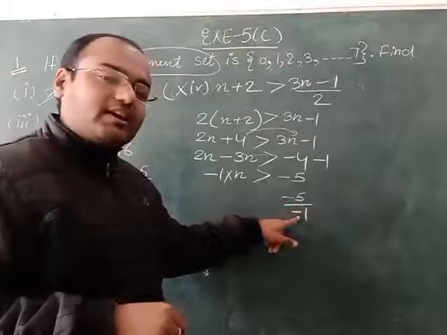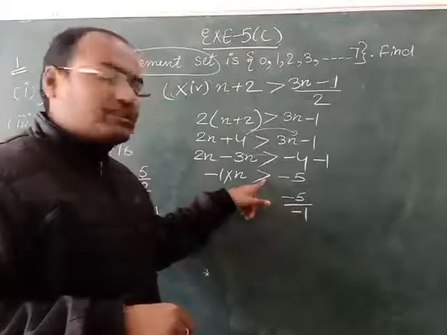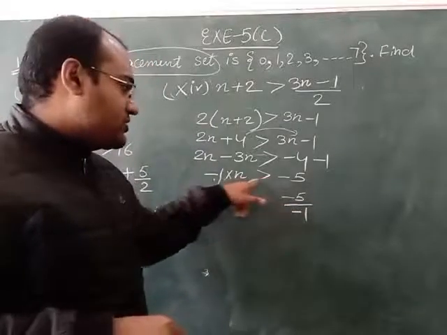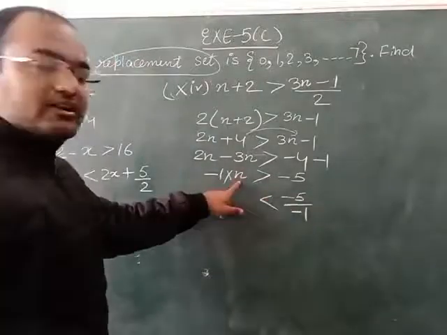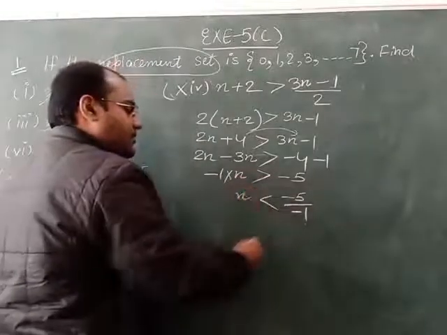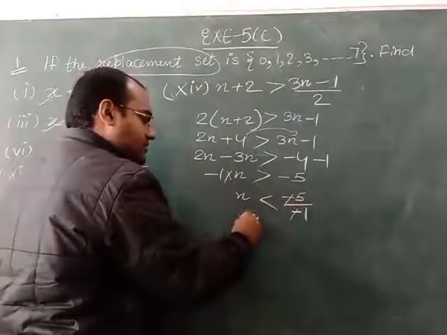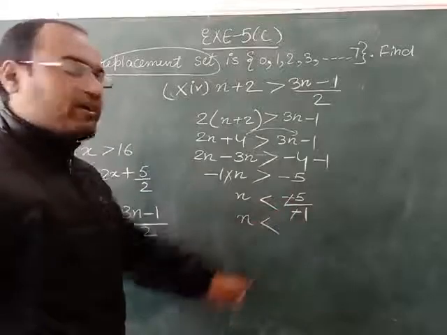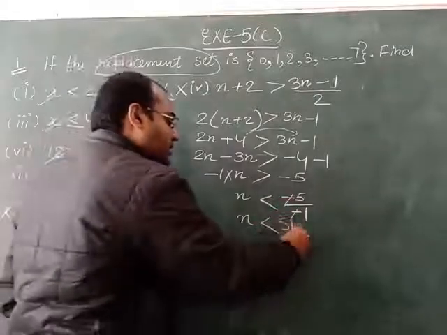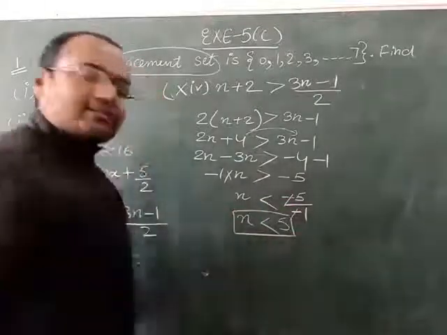Minus 1 is there in the divide. So we will change the sign of inequality. This sign we will change and we will write like this. On the left hand, what is the remaining term? n. Minus and minus will get cancelled. So n is less than 5 divided by 1. 5 divided by 1 will be 5. So here we are getting n is less than 5.